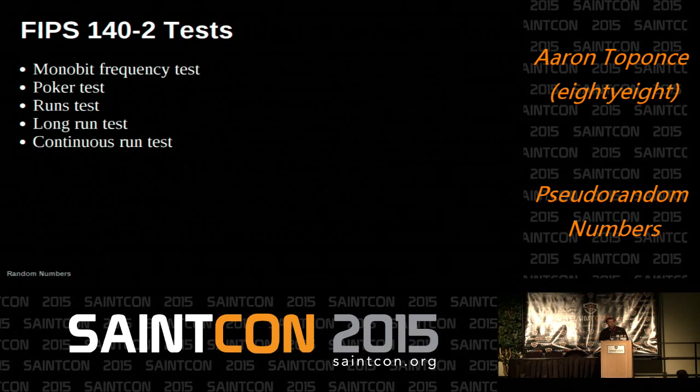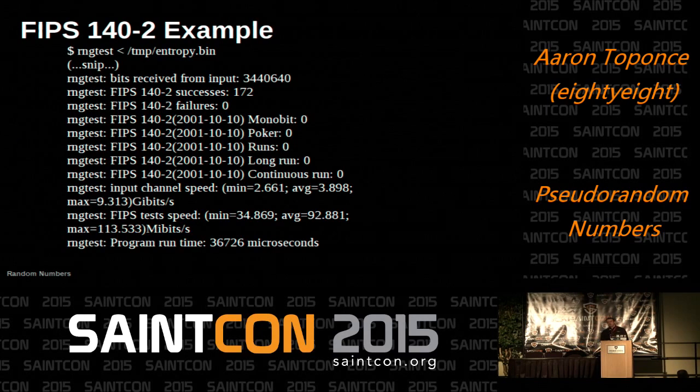The FIPS 140-2 tests have a different set of tests that they use in judging the quality of the generator. And here's an example of FIPS 140-2. There's a user space utility called rngtest. It only strictly uses the FIPS 140-2 tests, and we can see what passes and what fails. In this case, it was a small file, roughly 3.5 megabytes. It ran 172 tests, got 172 successes, 0 failures. And then it showed the throughput towards the bottom.